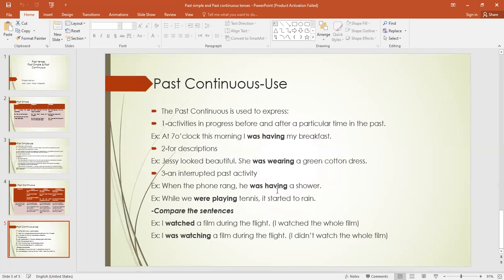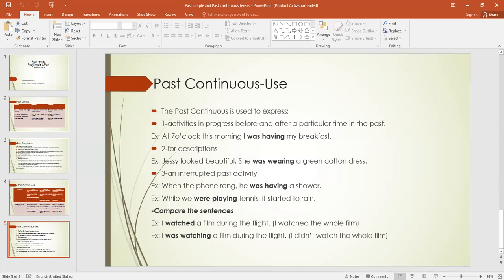He was having. Okay, so this is past continuous and this is past simple in this sentence. Also, while we were playing tennis, it started to rain. I want you students to keep this rule in your mind. أريدكم تركزون على هاي النقطة طلاب. الفعل بعد while should be past simple. الفعل بعد ظرف الزمان while يجب أن يكون ماضي بسيط. أوكي، والفعل الآخر يكون ماضي مستمر.